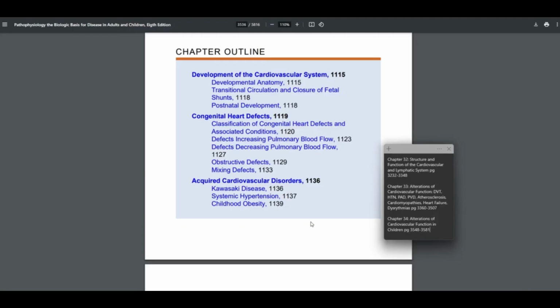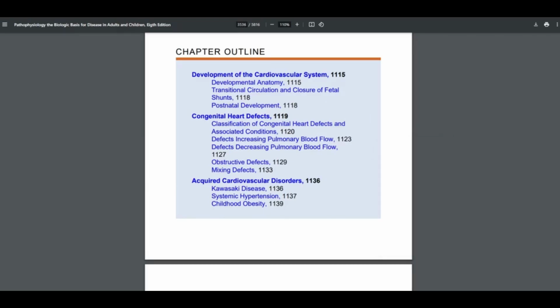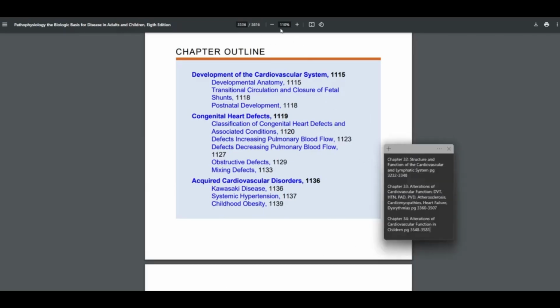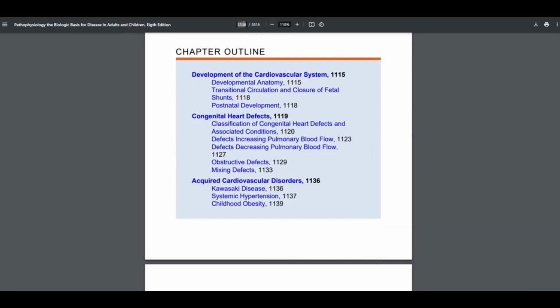I will be jumping over the cardiovascular system though, the developmental anatomy, transitional circulation, and closure of fetal shunts, as well as the postnatal development. Again, my pages are a little different than in the book, but we'll jump right into it here. 3548. So we'll jump right into it.